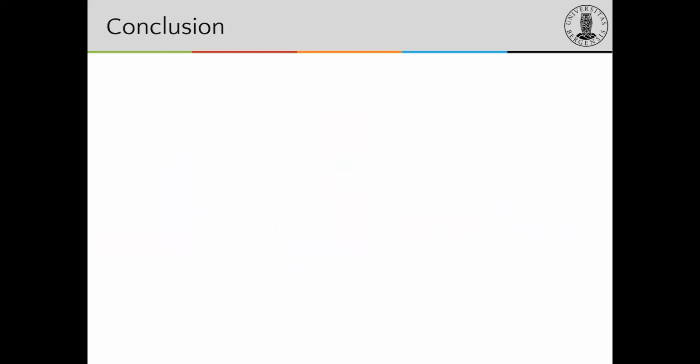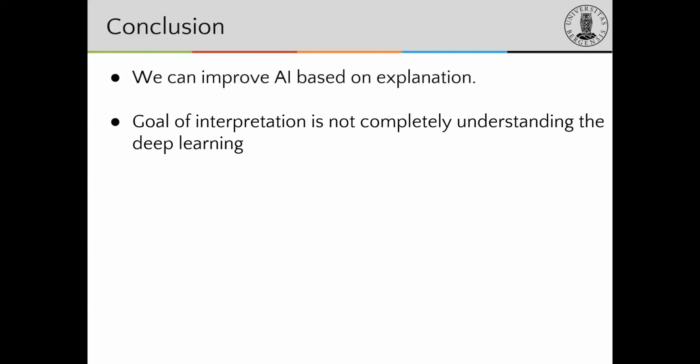So in the end, we go to the conclusion. The first conclusion is that we can improve the artificial intelligence based on the explanation. As I mentioned in many examples, we can improve if we find the right way. The second conclusion is that the goal of interpretation is not to completely understand the deep learning. You don't need to know all the details of deep learning because it's very time consuming. You only need to know some important things.